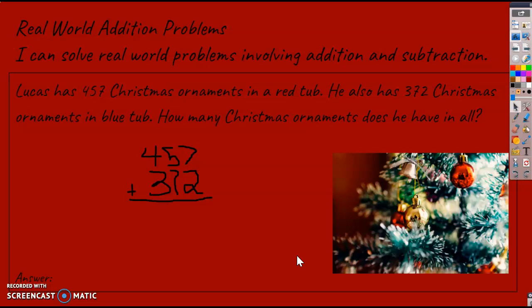So Lucas has 457 Christmas ornaments in a red tub. He also has 372 Christmas ornaments in a blue tub. How many Christmas ornaments does he have in all? So after reading it a second time, I will circle the numbers.